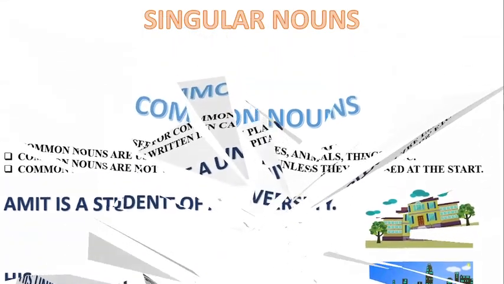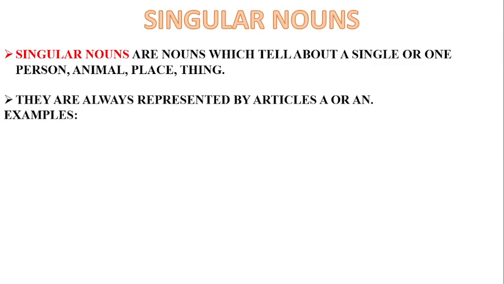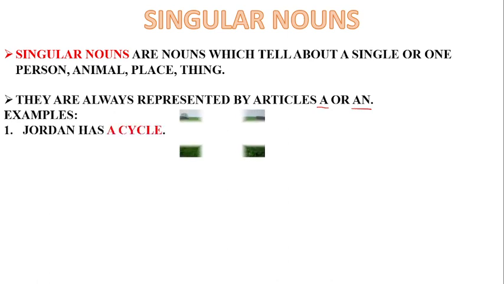Let's move on to our next topic, singular nouns. Singular nouns are nouns which tell you about only a single person, animal, place or thing, and they are always represented by an article, that is a or an. This we are going to learn in our further sessions. Let's understand this with the help of an example. Jordan here has a cycle. He has a cycle. A means only one cycle.